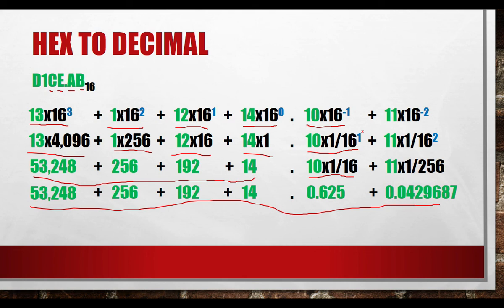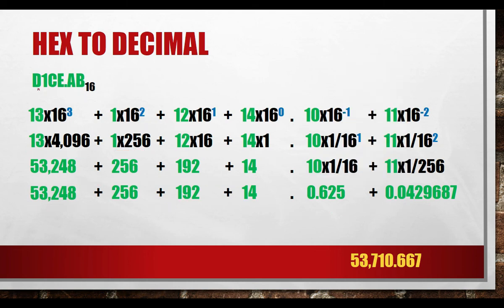Then let's add them together. This will give us a result of 53,710.667. So this shows that the hexadecimal D1CE.AB has a value of 53,710.667 in decimal. All right, so that wraps up our lesson for hexadecimal, and see you in the next lectures.